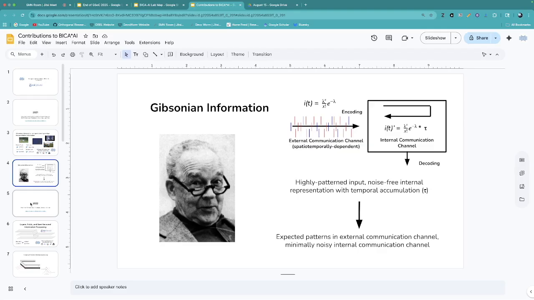Okay, so that was the 2021 paper. We have a conference paper on that. We also have an arXiv preprint in more detail about what Gibsonian information entails.